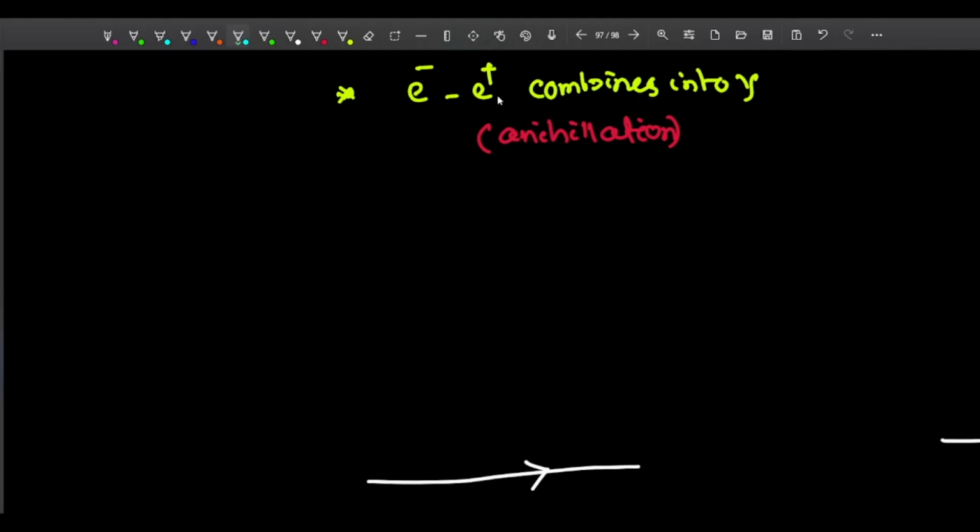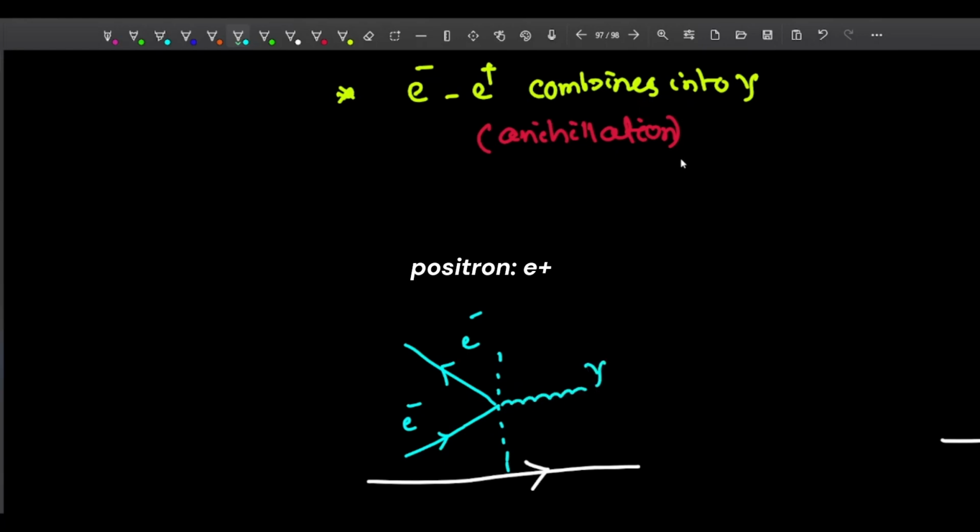So one electron and positron pair is present on the reactant side. Suppose this is your electron, and this is your interaction point. The positron is also incoming like this, and on the product side you will only get one gamma, and this is called annihilation, the complete disappearance of all the incoming particles.